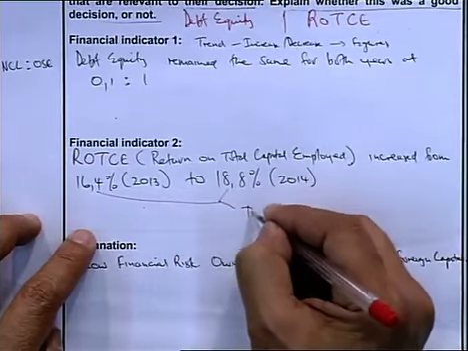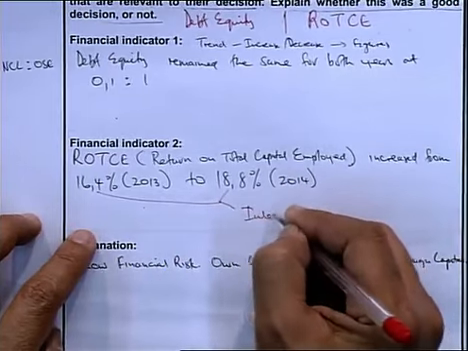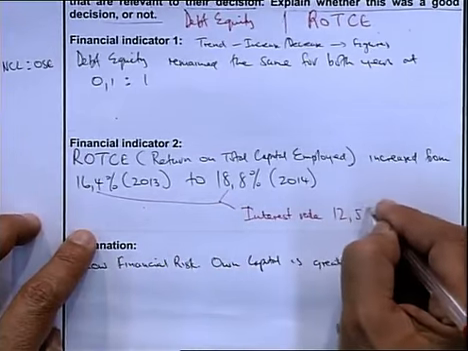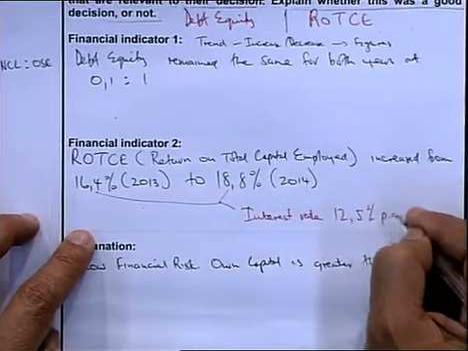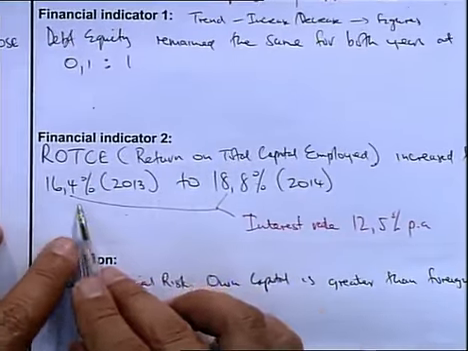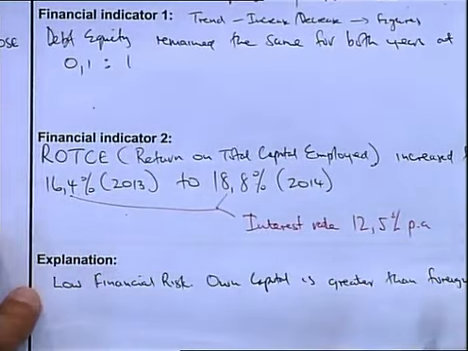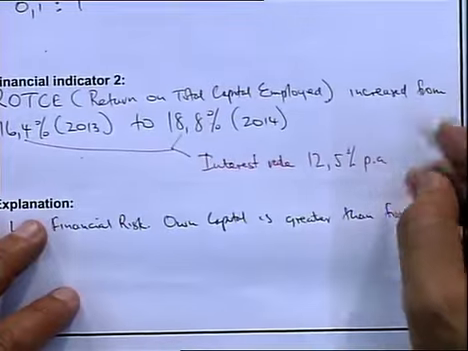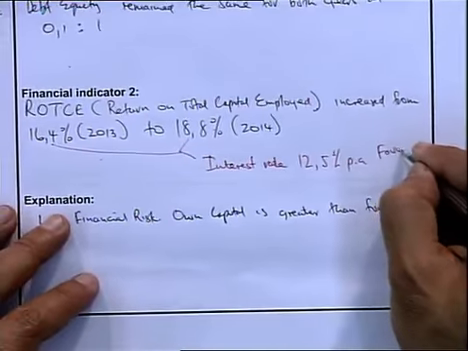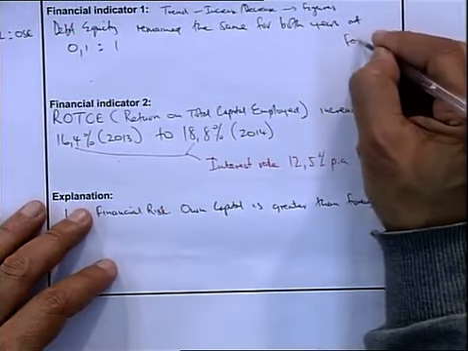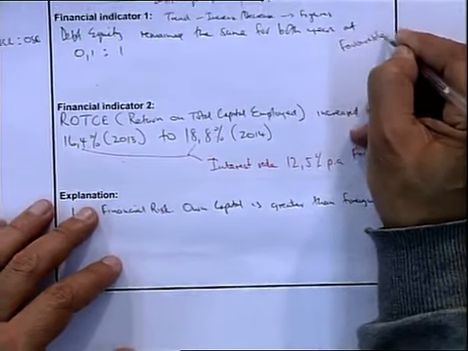We have to compare to the interest rate, which was 12.5%. Okay? So in both years, the return is greater than the current interest rate of 12.5%. So again, it's a favorable condition to go and borrow money. Okay, so there also it was a favorable condition to go and borrow money.